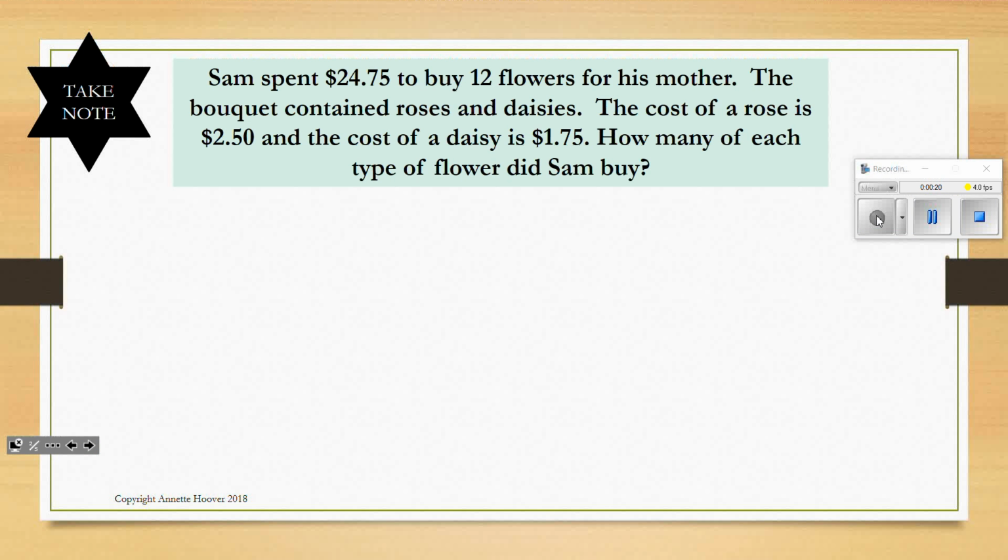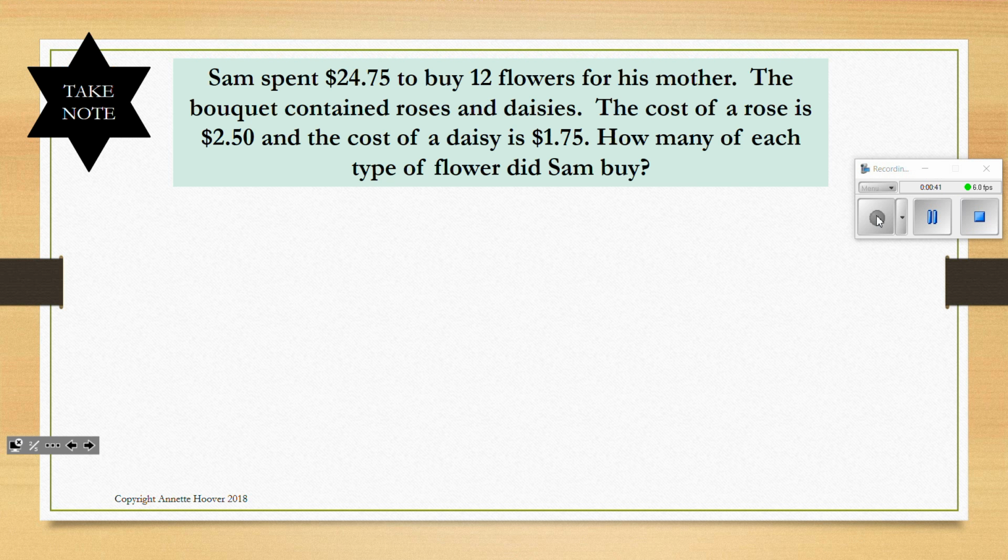Sam spent $24.75 to buy 12 flowers for his mother. The bouquet contained roses and daisies. The cost of a rose is $2.50, and the cost of a daisy is $1.75. How many of each type of flower did Sam buy?